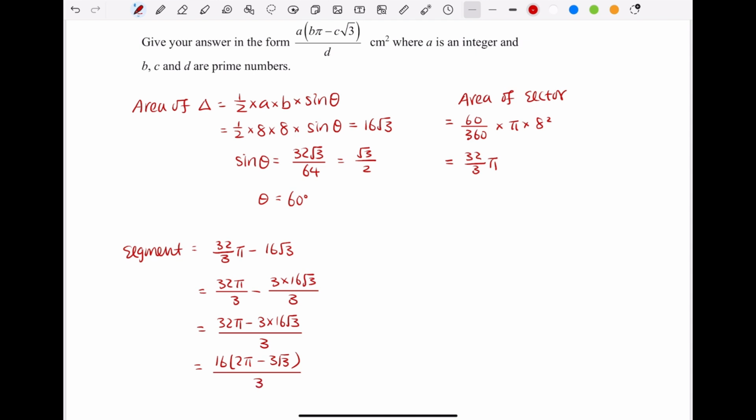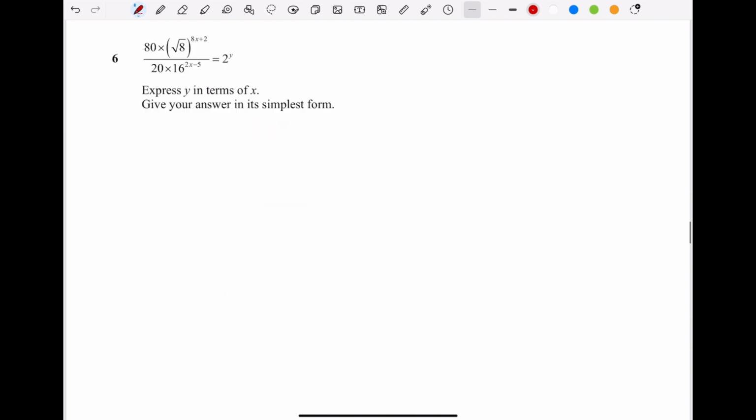Okay, now moving on to the next question, question 6. We are given a fraction and we need to simplify it so that we can rewrite it in the power of 2. So we want to find y and leave our answer in its simplest form. Because the right-hand side is given as a power of 2, that gives us the hint that we need to rewrite our left-hand side in the power of 2.